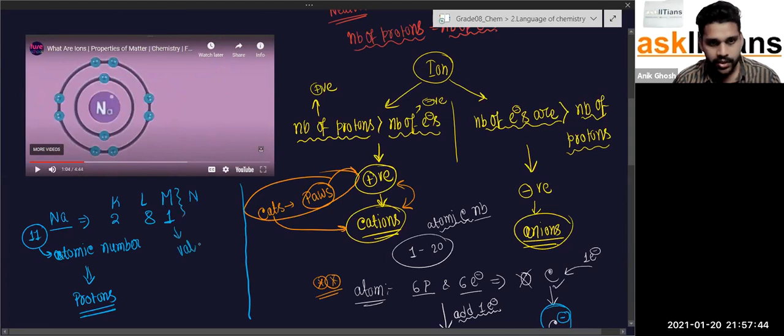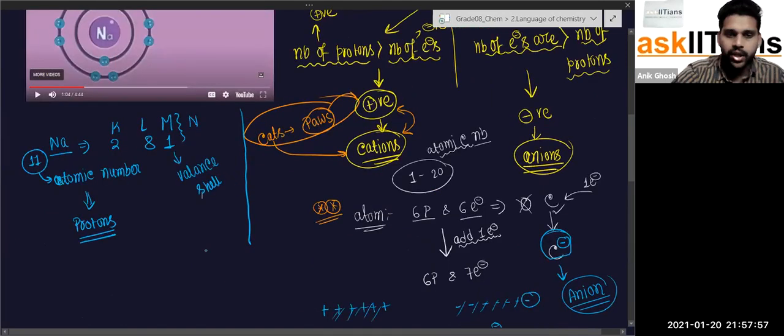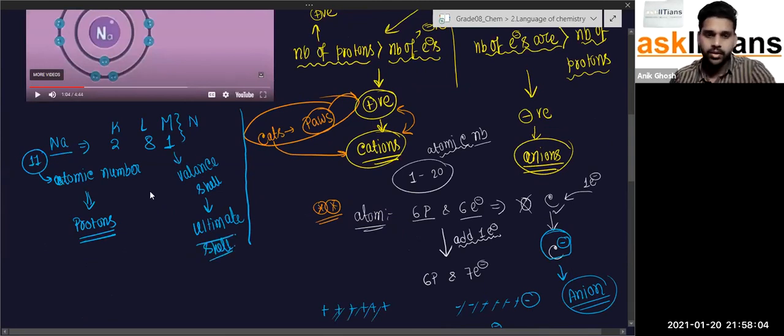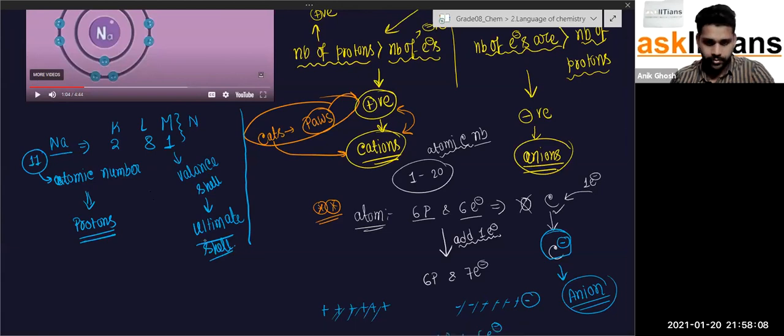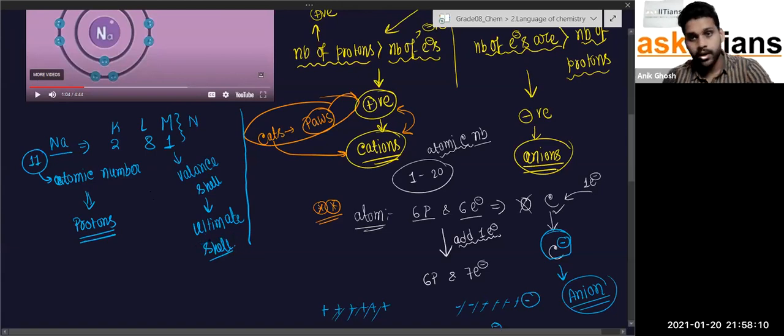This is the valence shell. Okay, there is another name for this valence shell. We can also call it the ultimate shell. And the shell which is just before the ultimate shell, we call it the penultimate shell.